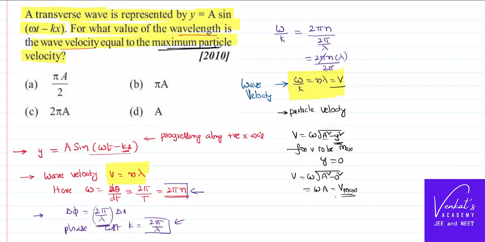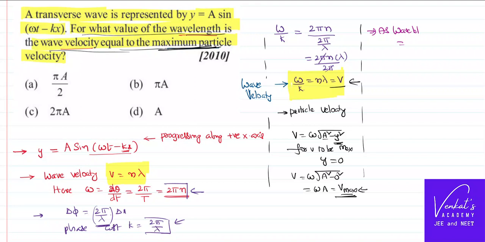Now we know wave velocity. We know maximum particle velocity. He is saying for what value of wavelength the wave velocity is equal to the maximum velocity. So this wave velocity has to be equal to the maximum velocity. Doing that will give you the answer that you need. Yes, that implies the wave velocity is equal to the maximum particle velocity. We can write wave velocity as nλ, but that's not the format that is given, so we are writing in the format that's available for you.